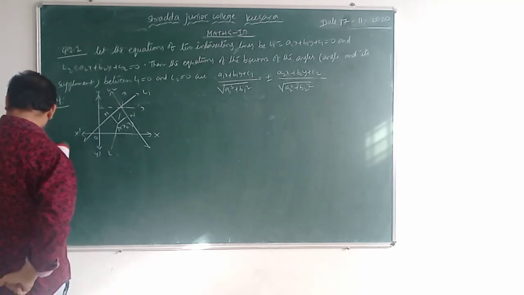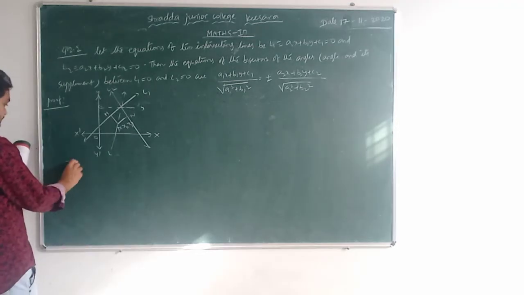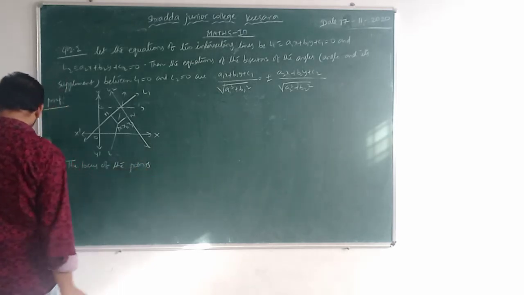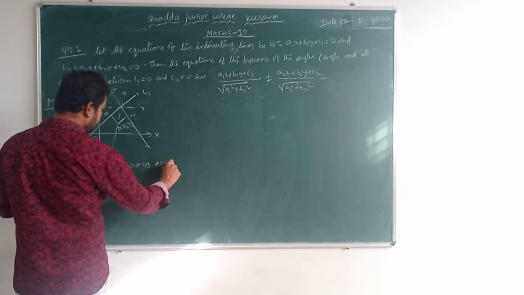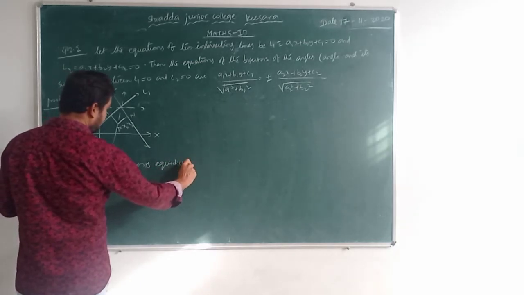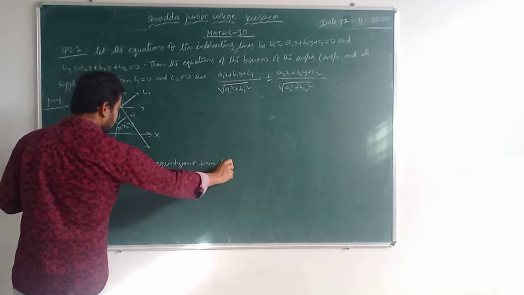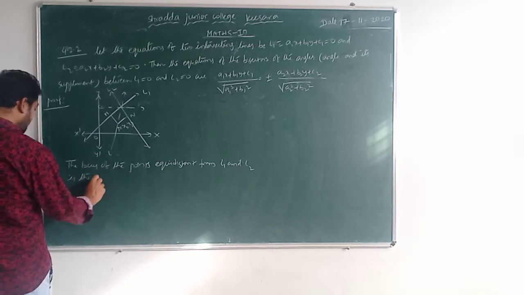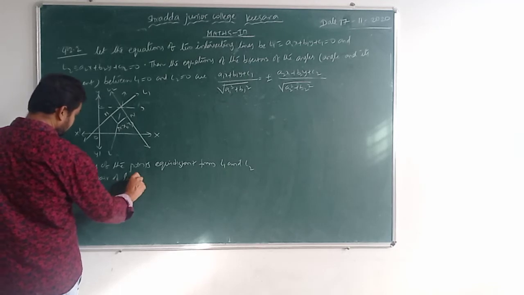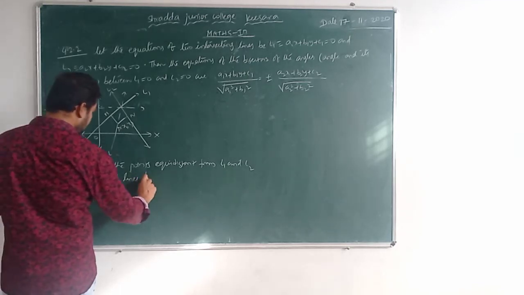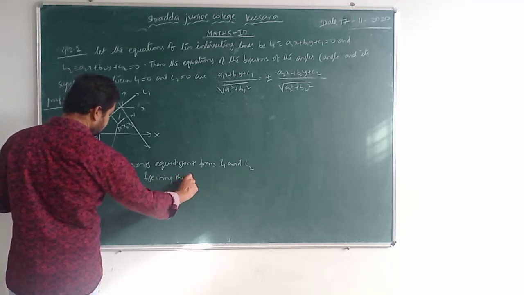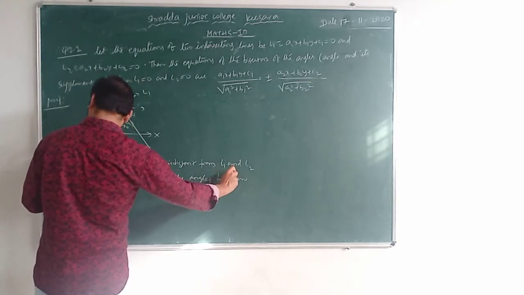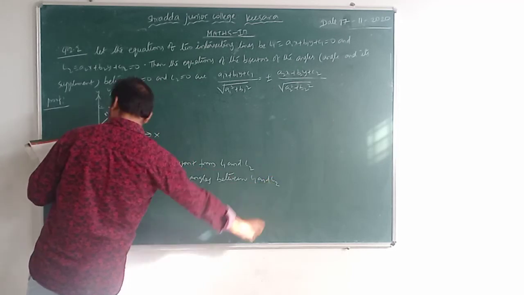See here, the locus of the points equidistant from L1 and L2 is the pair of lines bisecting the angles between L1 and L2.